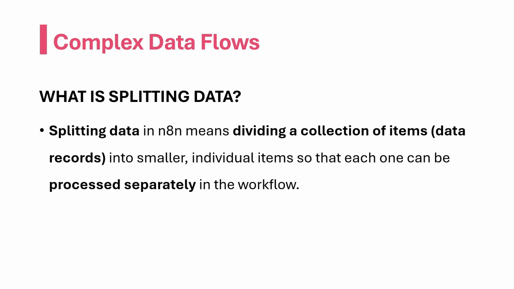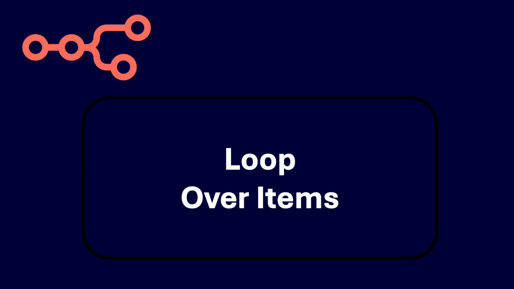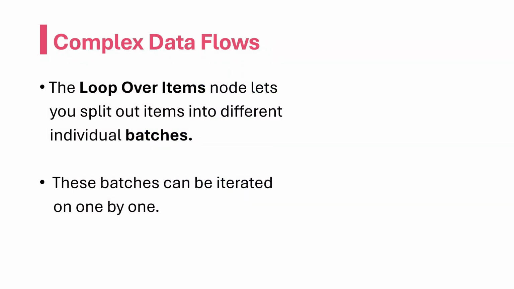After splitting our data, we use the Loop Over Items node to process each item step by step. Think of it like this: say you have five customer entries. The Loop Over Items node will run the next set of nodes five times, one for each customer. This is how we create smart, automated loops in n8n without writing any code.